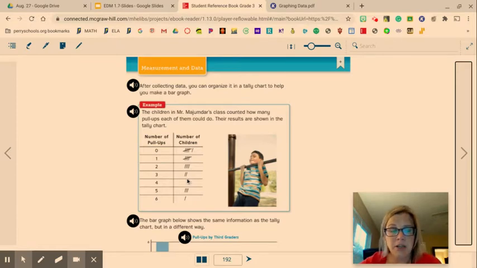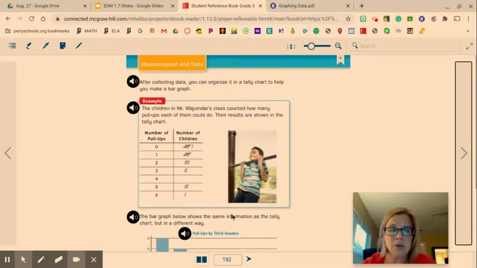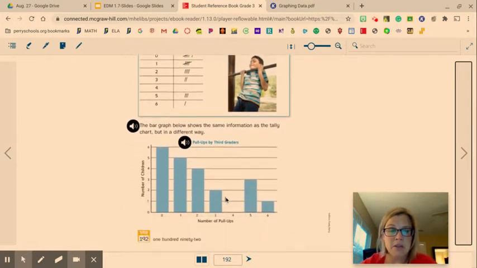2 children could do 3 pull-ups. Nobody could do 4 pull-ups. 3 people could do 5 pull-ups, and then 1 person could do 6 pull-ups. So we can take this tally chart and put that information into a bar graph. This is the same information, but just presented in a different way.